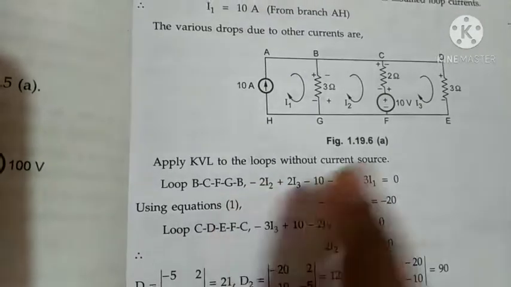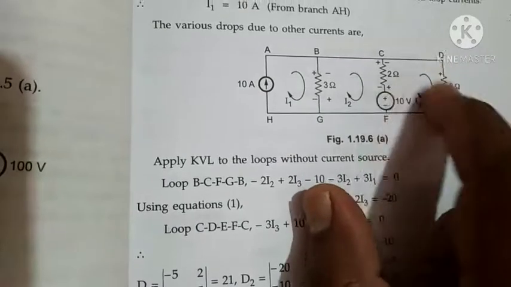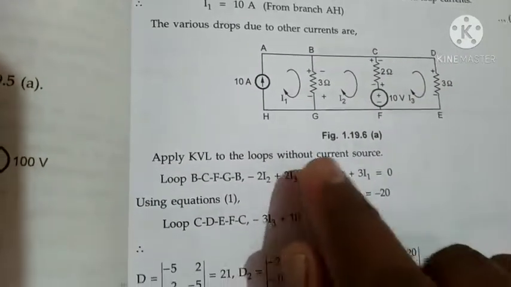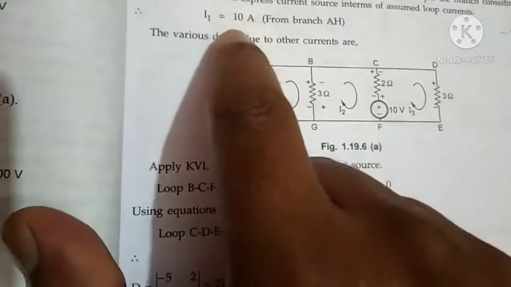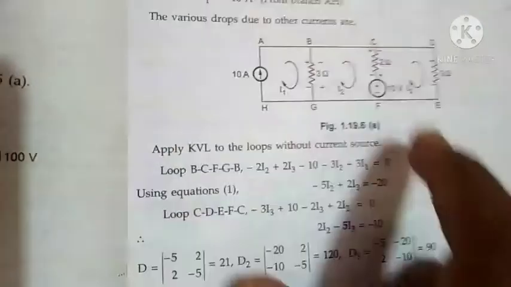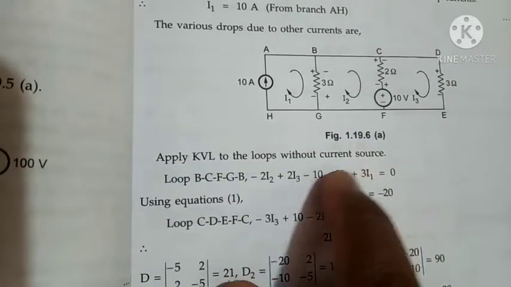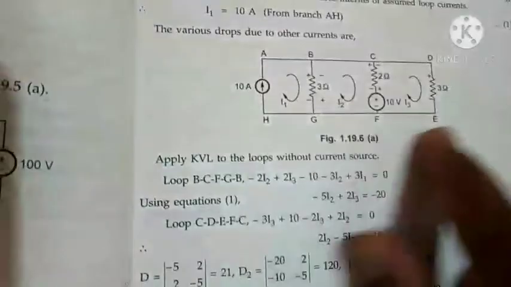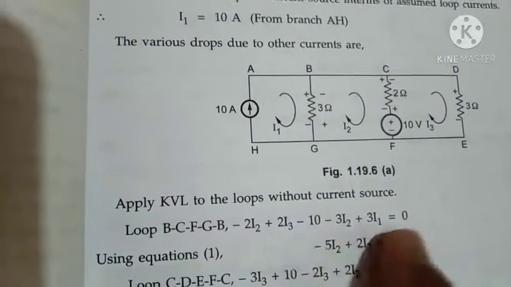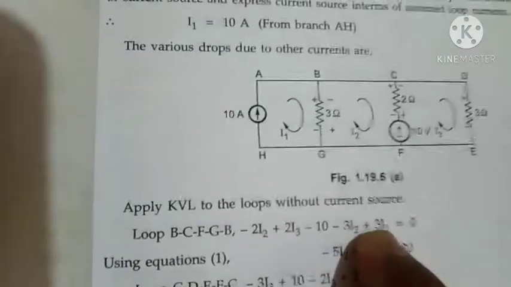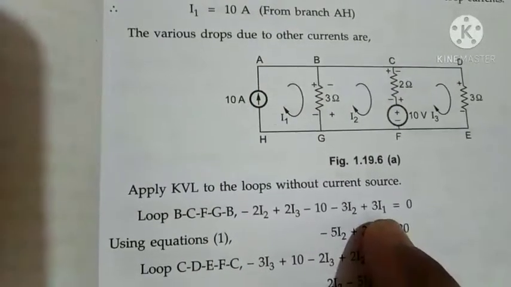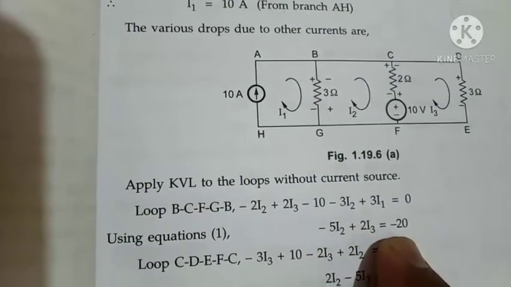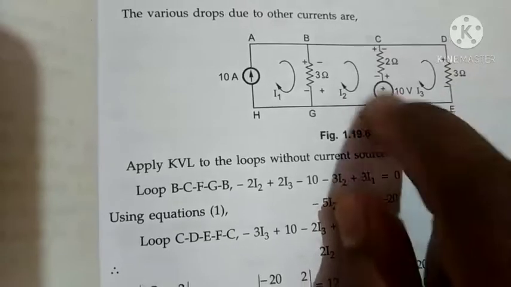Okay, so next we will apply KVL for second loop. In this equation they have substituted this I1 value, that is 10 ampere, in the first equation, and after simplifying they got this answer. Okay, if it is there, if it is not there, no problem. If I1 is there, we have to substitute the value of I1 in the equation. See here there is an I1, so we substitute the value of I1, that is 10 ampere, and after calculating we get this answer.